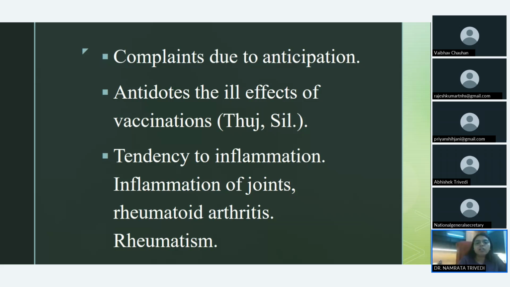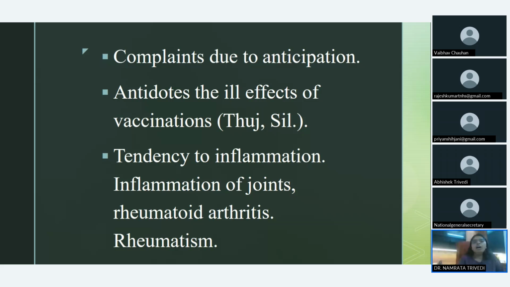Carcinosin can antidote the ill effects of vaccination, like Thuja and Silicea. We can give Thuja and Silicea in cases of vaccination with symptoms such as skin symptoms like eczema, or fever or pain after vaccination. We can also give carcinosin as well. Carcinosin can also be given to a patient with a tendency to inflammation, like inflammation of joints, rheumatism, rheumatoid arthritis or cervical spondylitis.